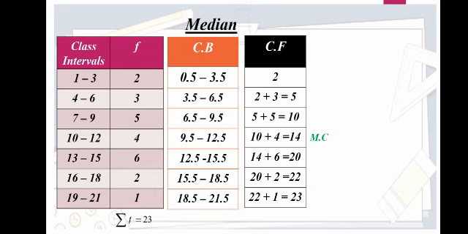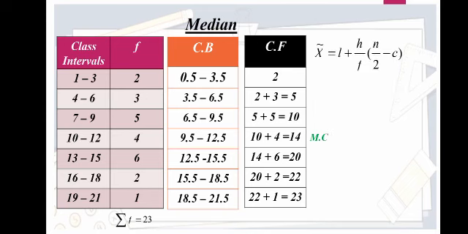Again, let me tell you that for finding out the median class, we will first of all calculate n over 2. n was 23. 23 divided by 2 is 11.5. Now you have to check in the cumulative frequency which row 11.5 is lying in. Wherever that value is lying, that is your median class. So we will write in that row that this is the median class.